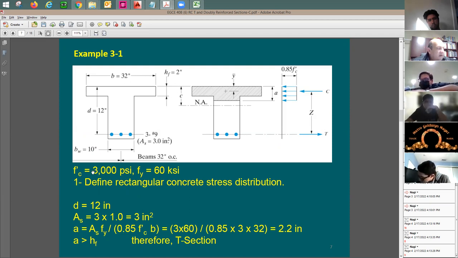And they say here, concrete strength is gonna be 3000 PSI. Yield strength is gonna be 60 KSI or 60,000 PSI. This is gonna be the steel grade.